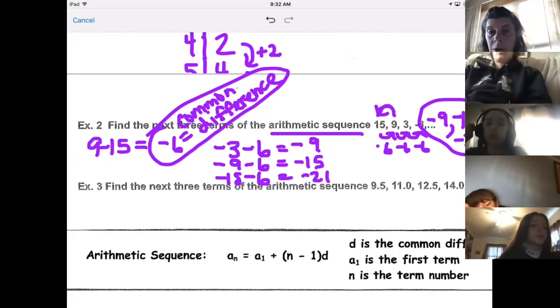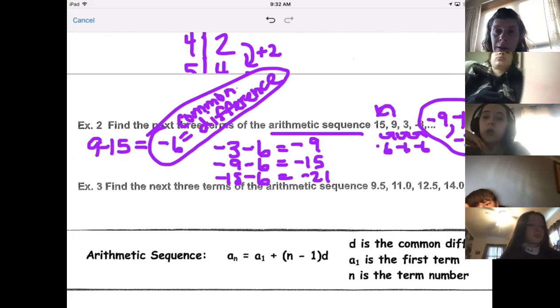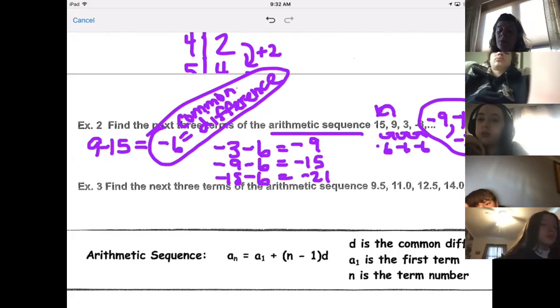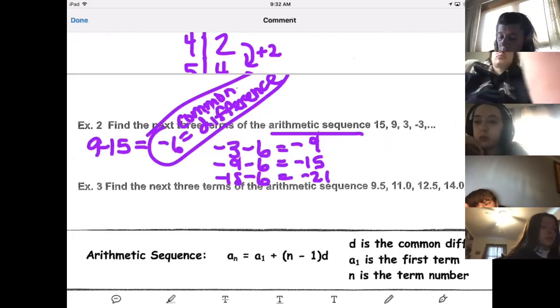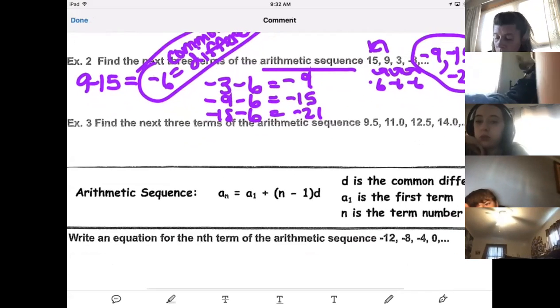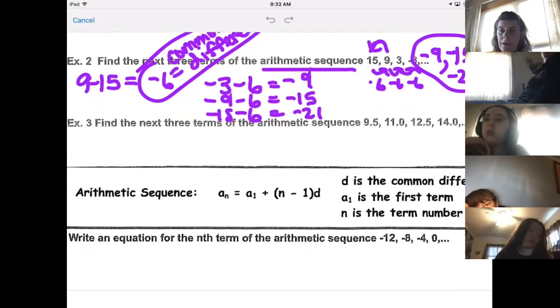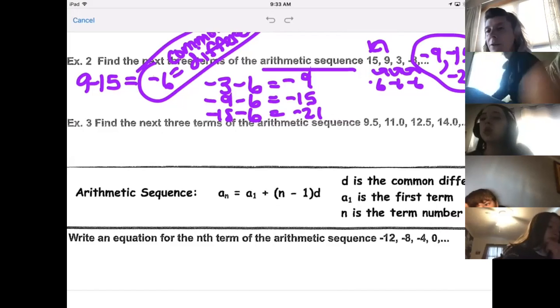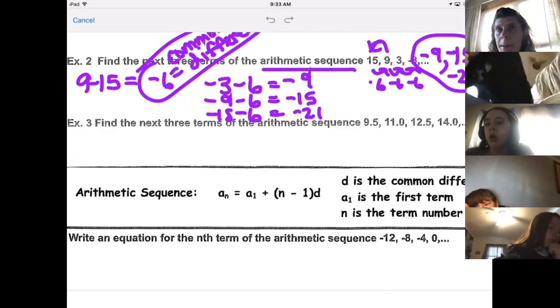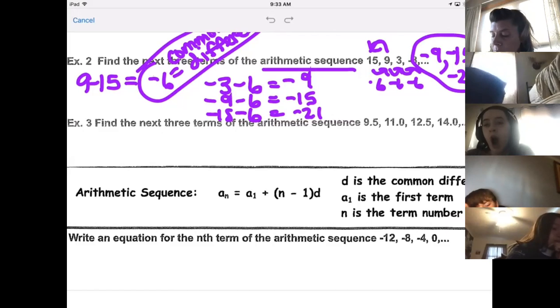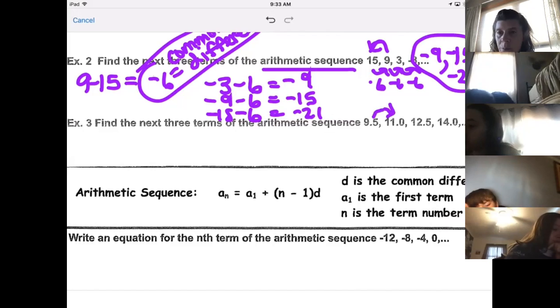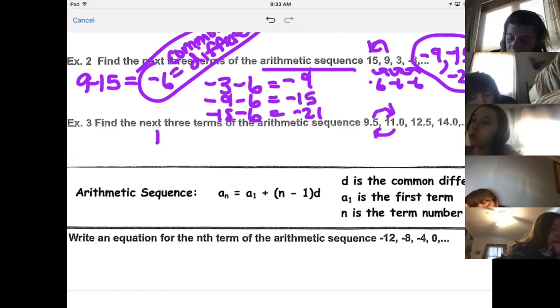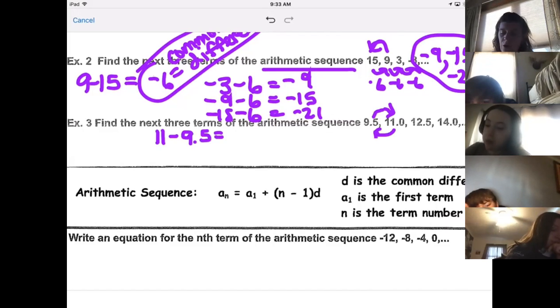Okay. Finding that common difference, that's the key to the whole thing. That makes life so much easier. Okay, so we got another one to try out. We're going to do the exact same thing, except this time we have decimals. It's hard if we're trying to just mentally describe how to get from here to here. But if you remember, all you have to do is go backwards and subtract, then it's not as hard. So 11 minus 9.5 is going to give us our common difference.